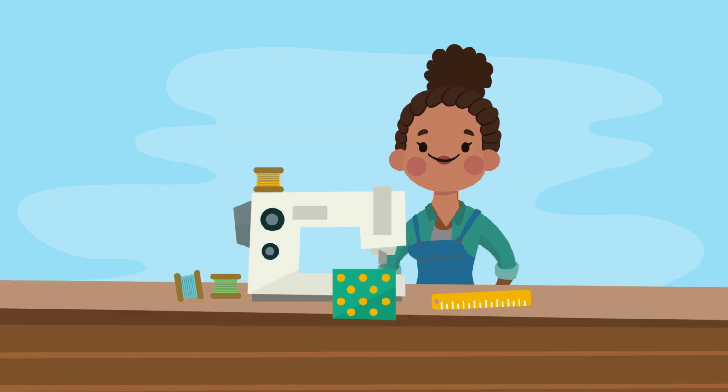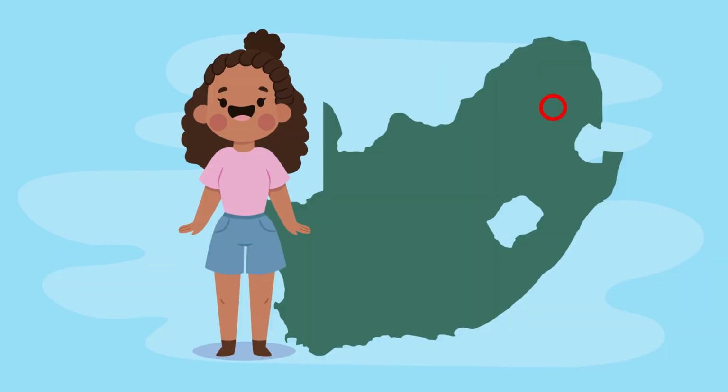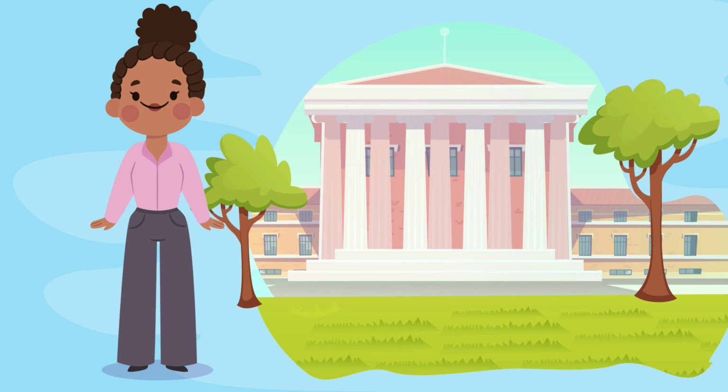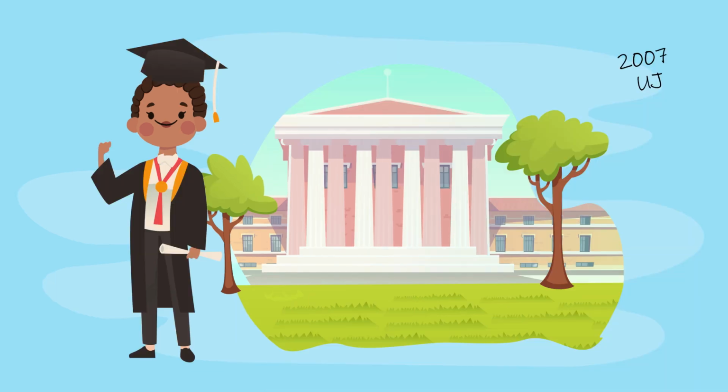After school, Marie really wanted to become a fashion designer. So she set off to join her mom in Johannesburg so she could go and study. First, she did a diploma in fine arts at the Technikon of Witwatersrand in 2004. And then she obtained a BTech degree from the University of Johannesburg in 2007.